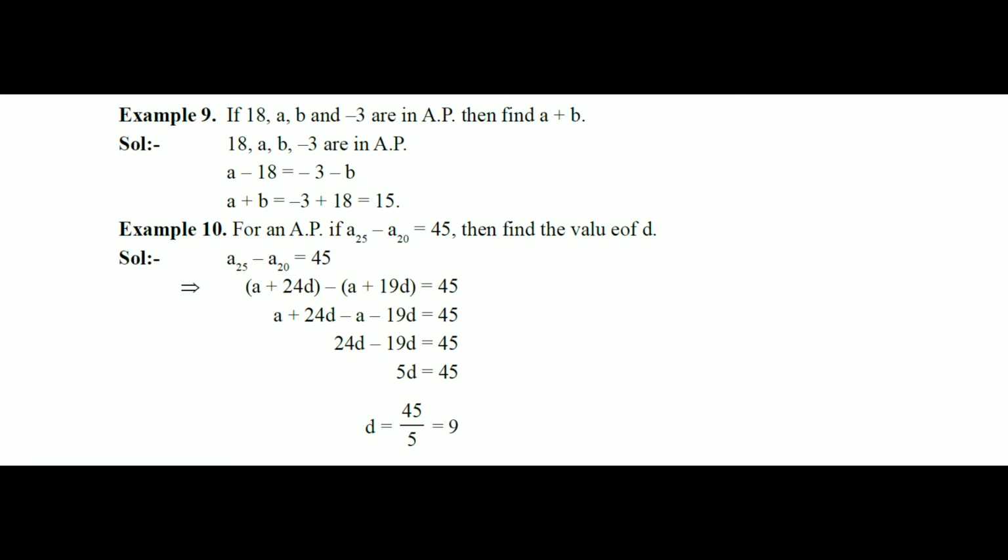Minus gives 5d equal to 45, and from here we have d equal to 45 upon 5, that is 9. 9 fives are 45. So friends, we are able to find the value of d equal to 9. And friends, if your calculations are good enough, then you can also verify your answer: 24d minus 19d should be equal to 45 when we put d as 9.